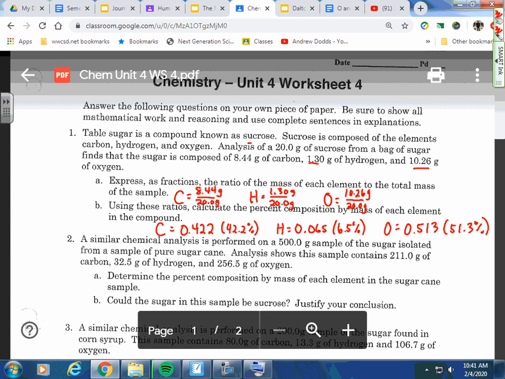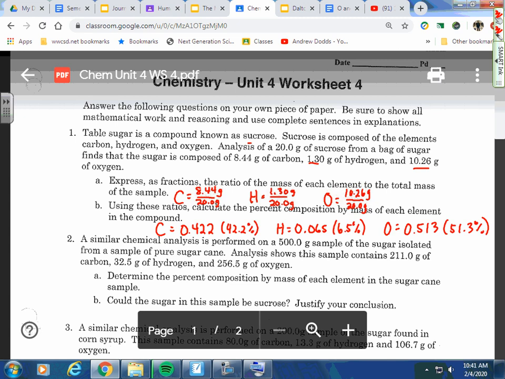So if all these numbers are accurate, their measurements, everything is accurate, then that means anytime I have sucrose, it's going to be 42.2% carbon, 6.5% hydrogen, 51.3% oxygen. If I had 1,000,000 grams of sucrose, what percentage of it would be oxygen? 51.3%. If I had 10 billion grams of sucrose, what percentage of it would be oxygen? 51.3. That's the law of definite proportions. If this compound is sucrose, it's always going to be in those same percentages.